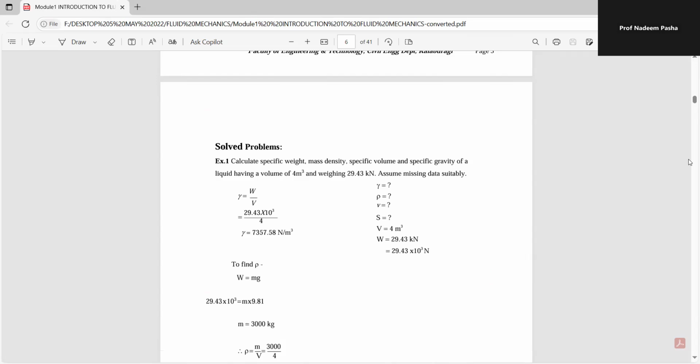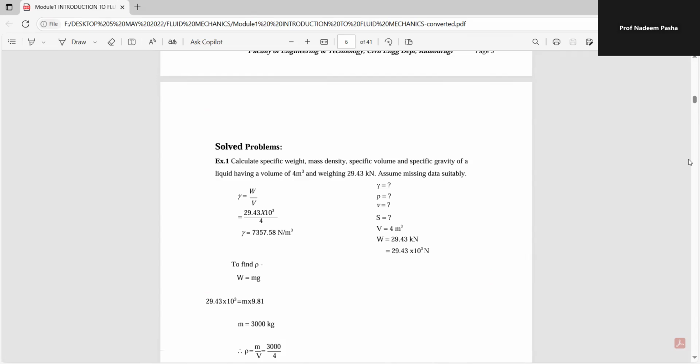We need to calculate specific weight, number one. Next, mass density, number two. Specific volume, number three. Specific gravity, number four. So four unknowns are there. That is, gamma is not known to you. Rho is not known to you. V is not known to you. S is not known to you.